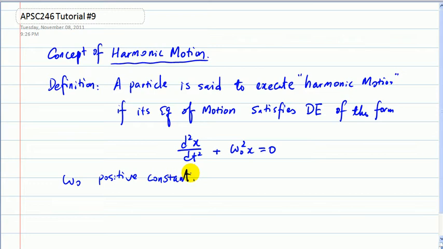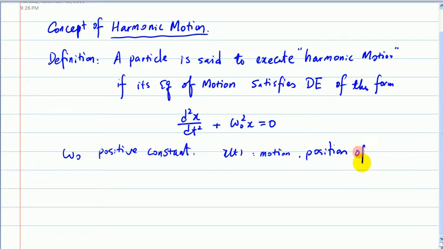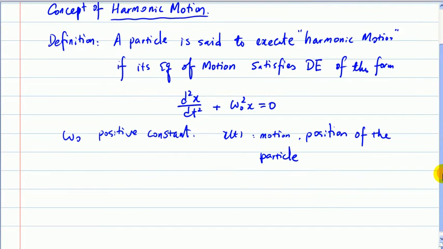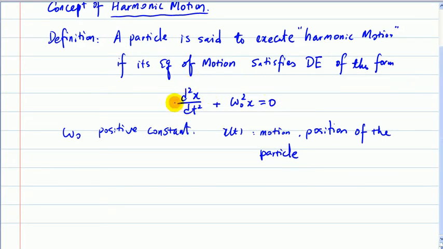This is basically going to be representing the frequency of the harmonic motion. x of t, of course, describes the motion of the system, or basically the position of the particle. Now, the objective is to find the solution of this one. The solution will give you a function of x, and that function describes the harmonic motion of that particle.